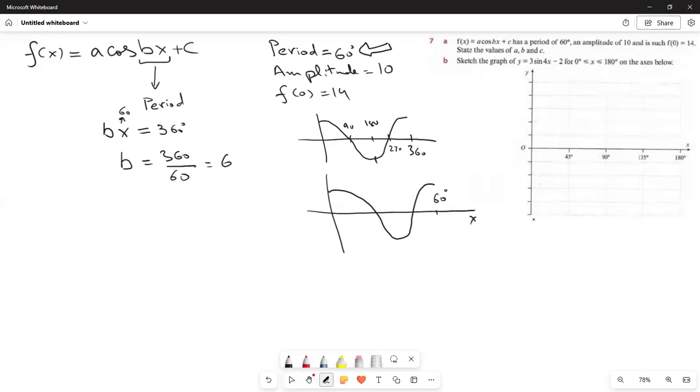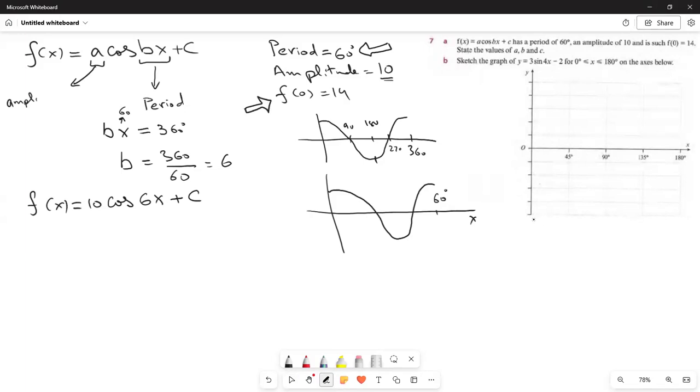Since amplitude is 10, this part, I told you, is responsible for the amplitude, and this is equal to 10. So my f of x will become 10 cosine of 6x plus c. Now, we are given this information as well, that f of 0 is equal to 14.